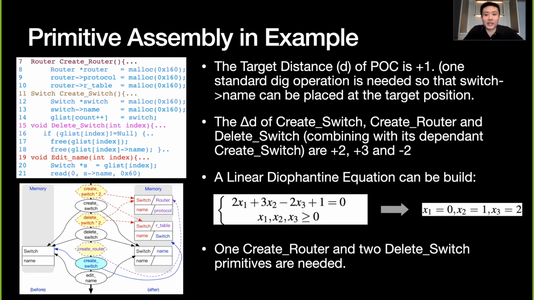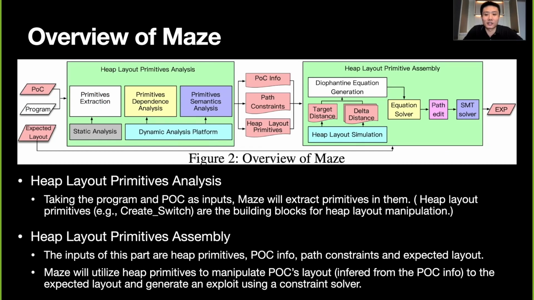By solving the equation, we can know which and how many primitives are needed. In this example, we can see that the target distance of POC is positive 1, and the delta D of each primitive are positive 2, positive 3, and negative 2. By solving the equation, we can know that we need 1 create router and 2 delete switch primitives. Then based on the dig and fill algorithm, we can know the primitive orders, so we can assemble these primitives and get the expected memory layouts. And this is the overview of Maze.